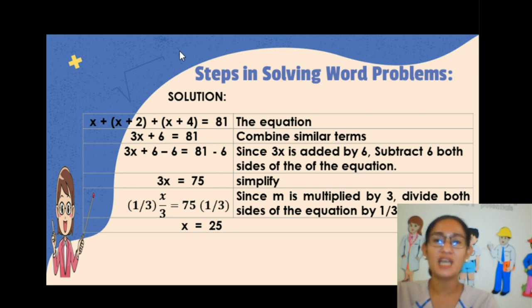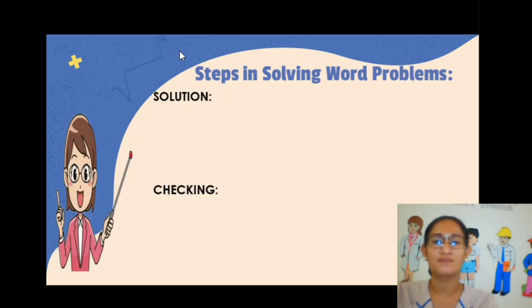Since 3x is added by 6, subtract 6 from both sides of the equation. 3x plus 6 minus 6 equals 81 minus 6. Simplify it, we'll have 3x equals 75. Since x is multiplied by 3, divide both sides by 3. x is equal to 25.